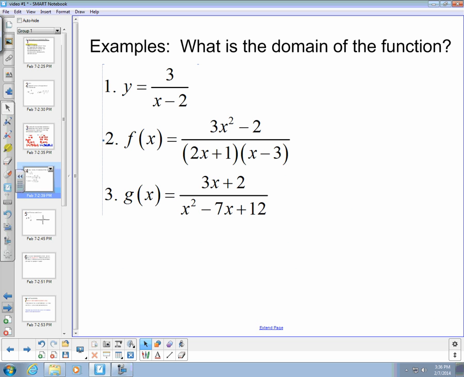So here are some examples for you to practice on. Pause the video, and then when you've got your answers, go ahead and start it up and check your answers.